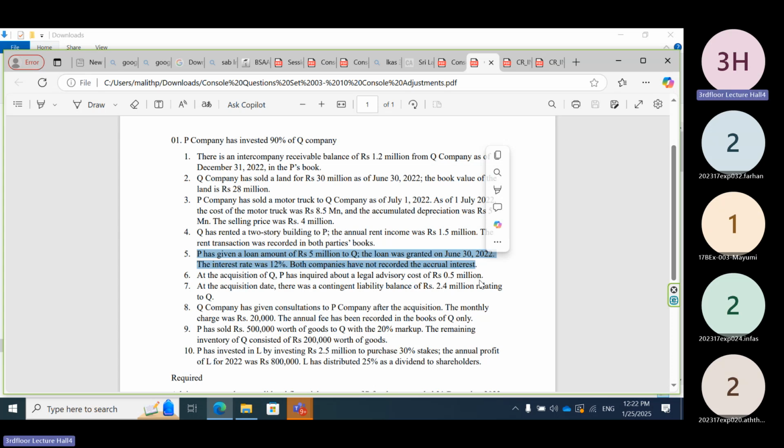the accrued interest. Let's say we have done it for 11 months. The 11 month part should be eliminated. Right? Fair understanding? Right? So then, how are we going to adjust that? Here we have recorded interest income. Here we have recorded expense.